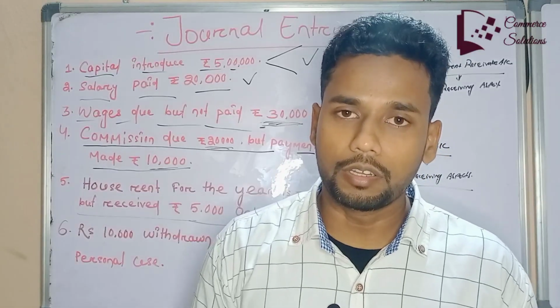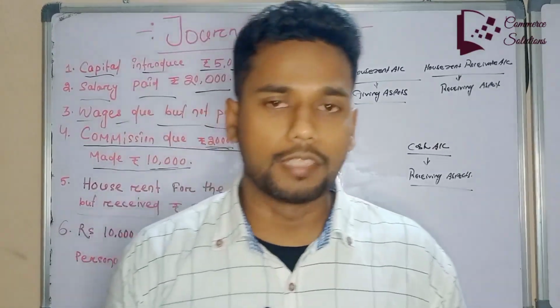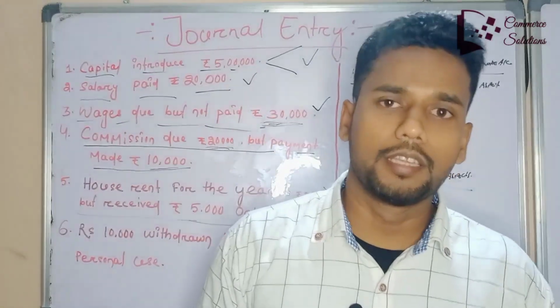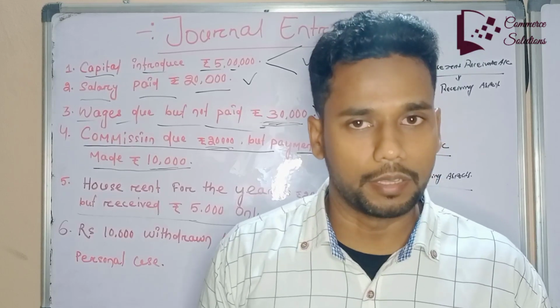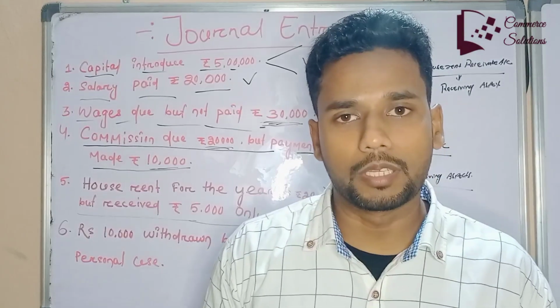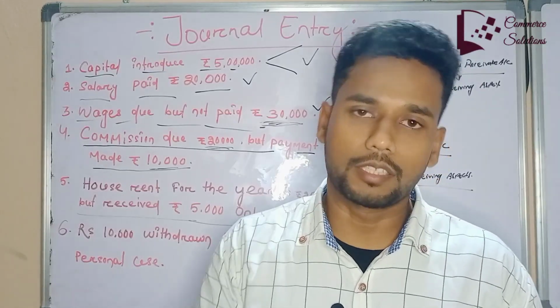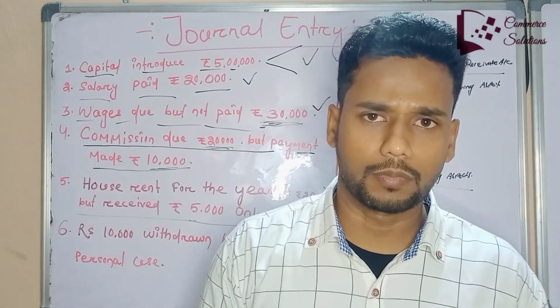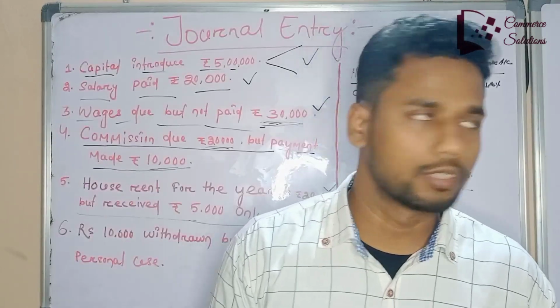How is house rent the giving aspect? Because we are providing our house as rent. The tenant is taking the benefit of our house or our building. That's why we are providing something. In exchange, we are receiving cash. So cash or cash receivable is the receiving aspect here, and our house rent is the giving aspect.